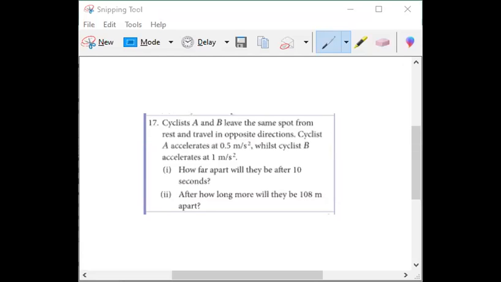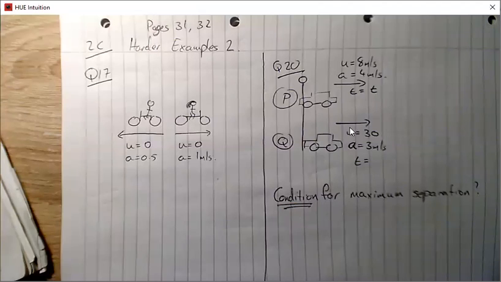Hi everyone, we're still on exercise 2C, looking at some of the harder examples. This is on page 31. Cyclists A and B leave the same spot from rest and travel in opposite directions. Cyclist A accelerates at 0.5 meters per second squared. Cyclist B accelerates at 1 meter per second squared. How far apart will they be after 10 seconds?